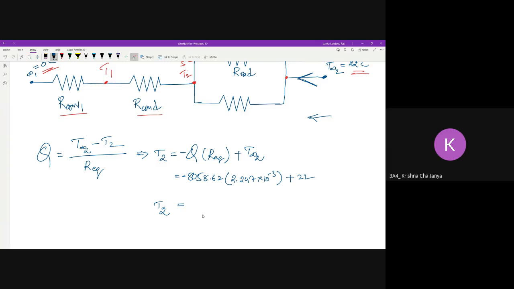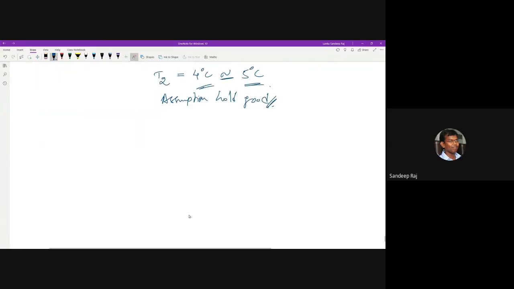Sir, it's approximately 4. 4 degrees centigrade. See, this is almost nearly equal to 5 degrees centigrade. So your assumption holds good. Okay, that's the meaning of it. Since you have considered some value which is not given in the question, this is how you can cross check the assumed values, whether you have assumed in the proper direction or not. That's the use of that.